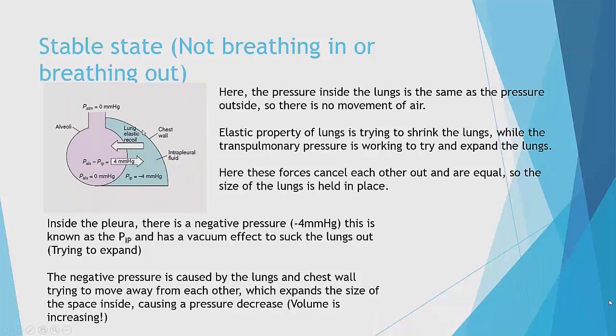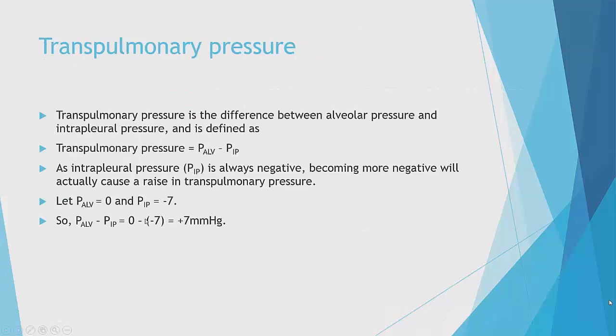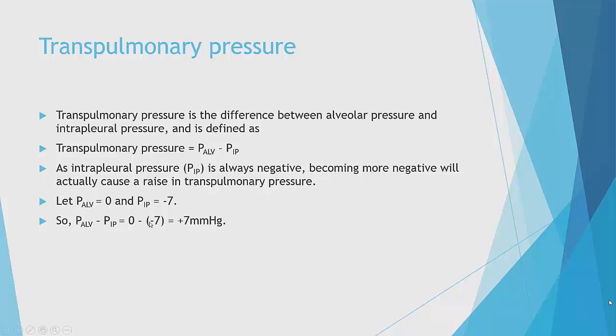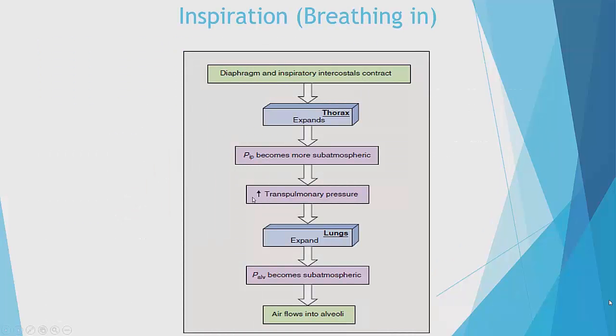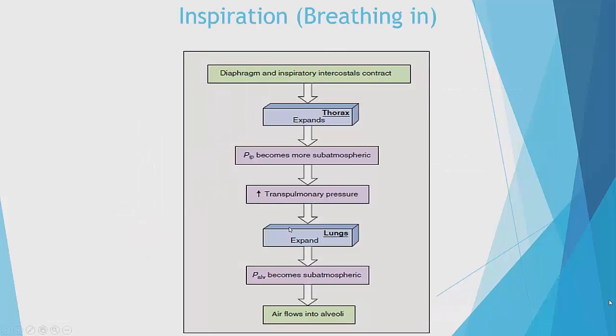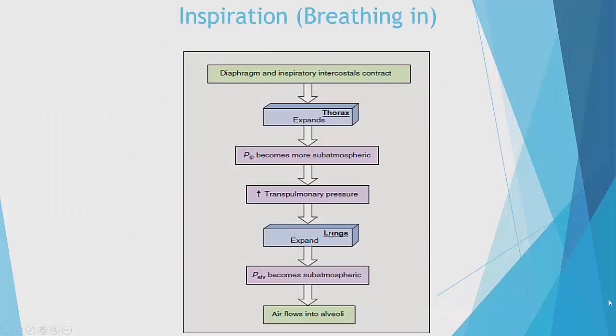When this happens, if you imagine this expands, so this pulls out. That's going to cause your intrapleural pressure, PIP, to become more subatmospheric. So it becomes lower. As we said in the equation before, if this becomes lower, it's going to cause an increase in your transpulmonary pressure because of the equation. So your transpulmonary pressure is increased, and therefore the forces acting to expand the lungs exceed the pressures resisting, so the lungs expand.